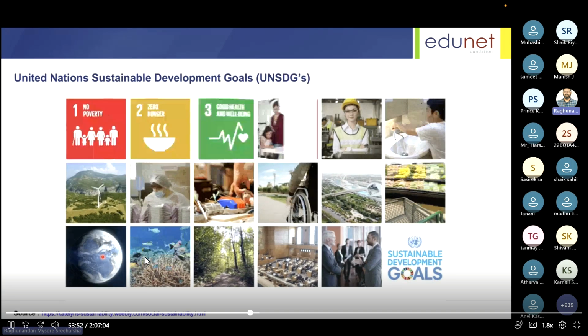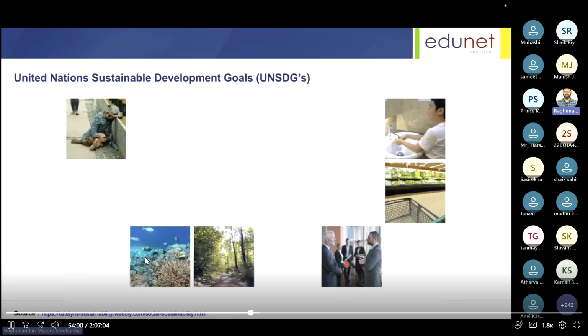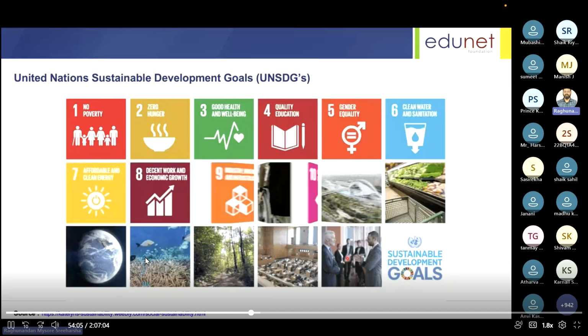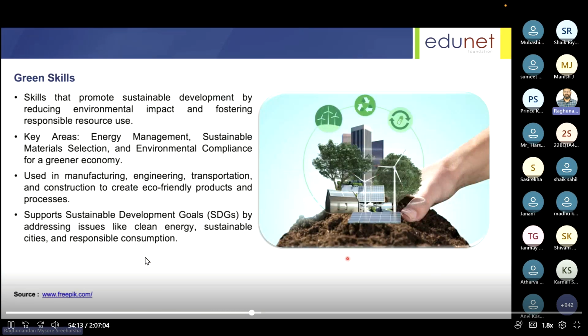So this is a very small example of our UN SDGs, which I told you about, right? No poverty, zero hunger, good health, quality education, up to 17 over here. So these are the goals that we need to achieve by the end of 2030. And if we are able to do that, we will be able to say that we have a sustainable future. Now, why did you say all this, sir?